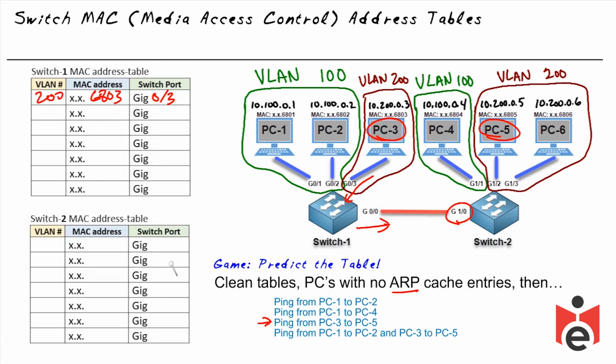Switch 2 on gig 1/0 looks at that source MAC address, which is 6803, still PC3's source MAC address. It had the 802.1q tag saying it came from and is associated with VLAN 200, and switch 2 would forward that broadcast out to all other ports associated with VLAN 200, which would include gig 1/2 and 1/3. So both PC5 and PC6 listen to that broadcast, they process it, but only PC5 is using the address that's in the ARP request of 10.200.0.5, so PC5 will respond back with that ARP reply.